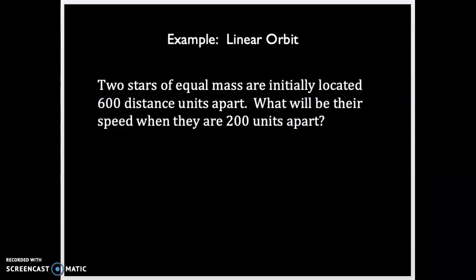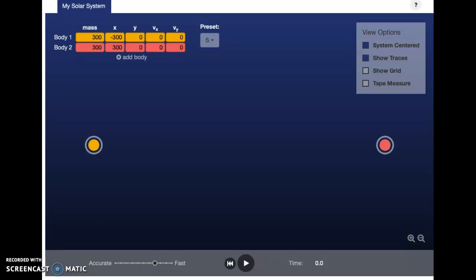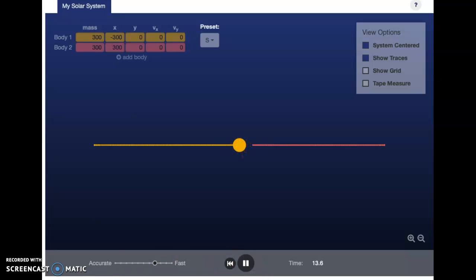Okay, so this last question is about a linear orbit. And let's see what that looks like. Okay, here's the problem. Two stars of equal mass are 600 units apart, so minus 300, plus 300, equal mass, and no initial velocity. And what will be their speed when they're 200 units apart? Let's just see what this looks like. Okay, that's what we call a linear orbit.